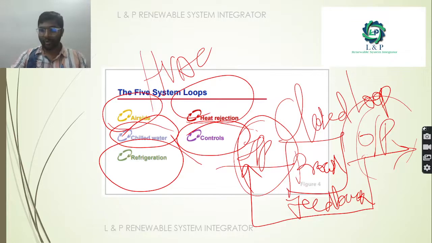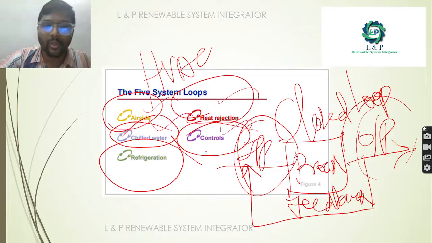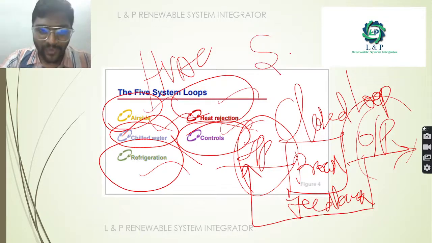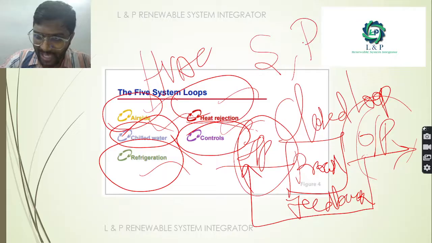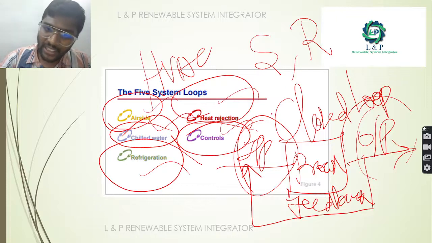So this closed loop process will be happening in all the loops, even from the air loop, heat rejection loop, chill water loop, control loop and refrigeration loop. Means if you have a supply side of air, then for sure you will also have a return side in the air. In the same way, if you have something to supply for the heat rejection, then for the return side, for removal, you will have a process.